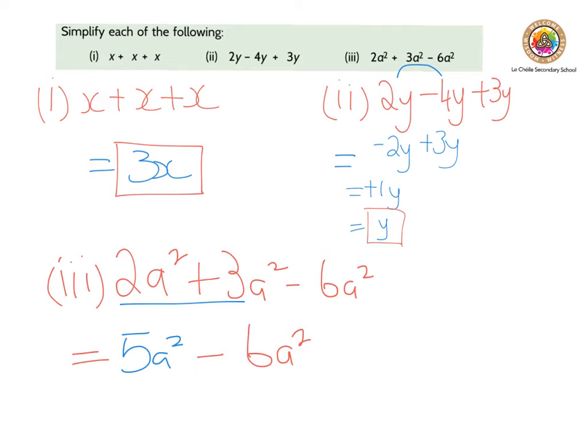Or my other rule again, different signs subtract. 6a squared take away 5a squared leaves me with 1a squared, or a squared, and I keep the sign of the bigger number, which is a minus this time, and that's my answer. Minus a squared.